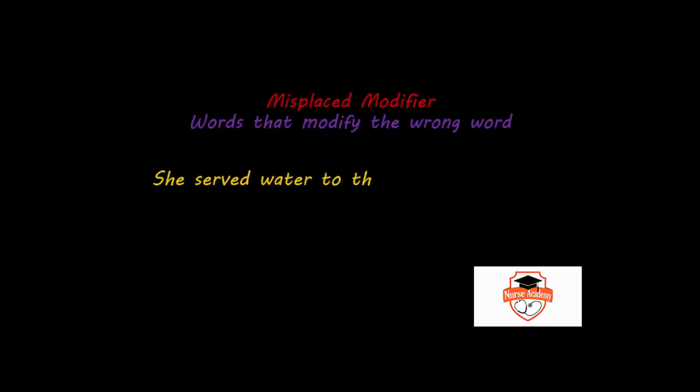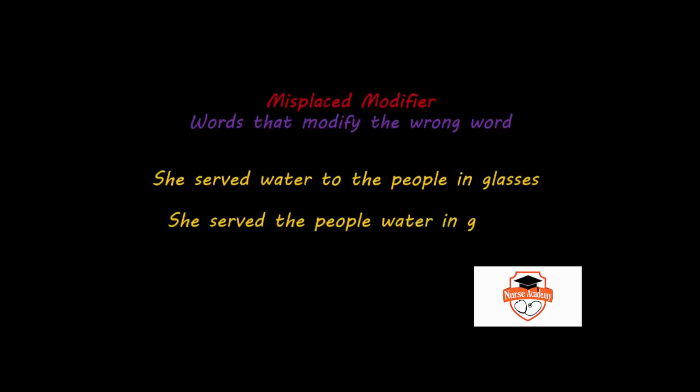Next, let's discuss misplaced modifiers. Misplaced modifiers are words that modify the wrong word. An example would be, she served water to the people in glasses. You'd fix this by saying, she served the people water in glasses. The reason the first sentence is incorrect is because the server is serving water to people who are in glasses. The people are in the glasses, which is not what was meant to be said. Instead, you want to say she served the people water in glasses, because the water is what is in the glasses. So you want to make sure that you're modifying the correct words.